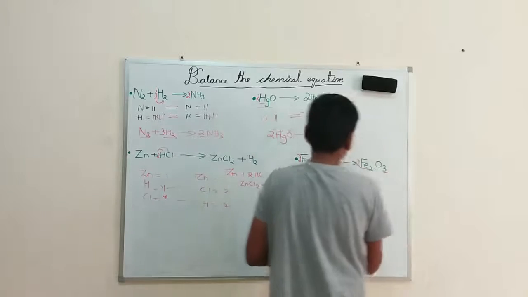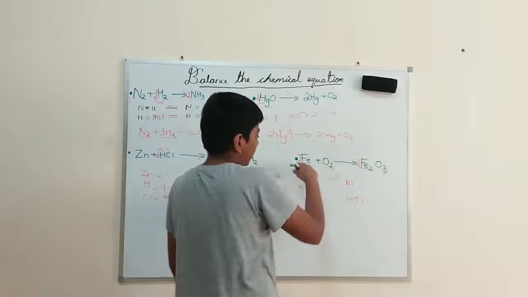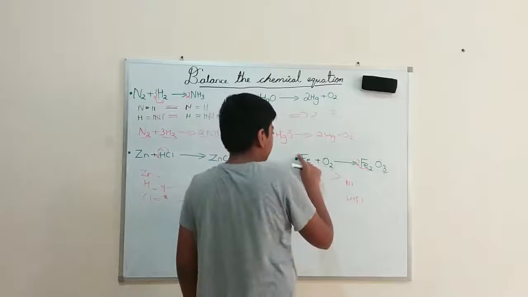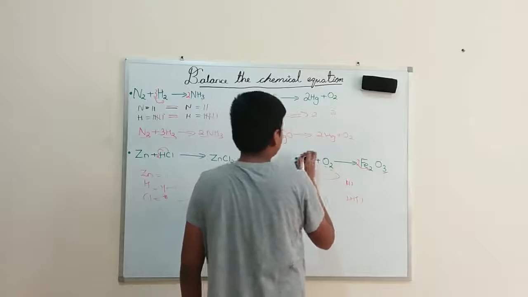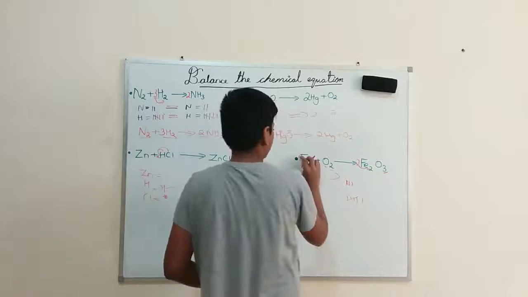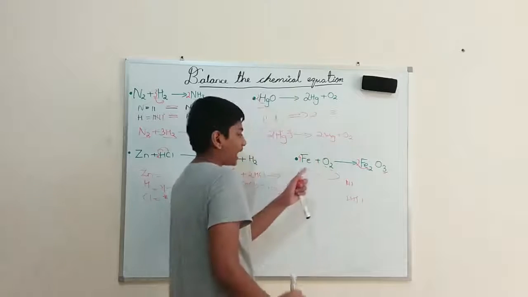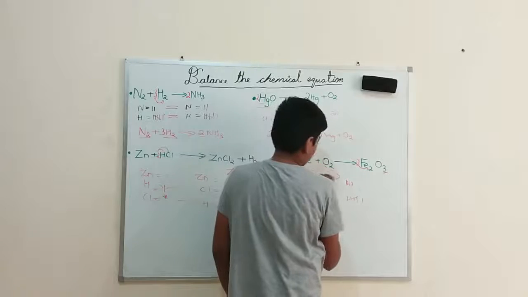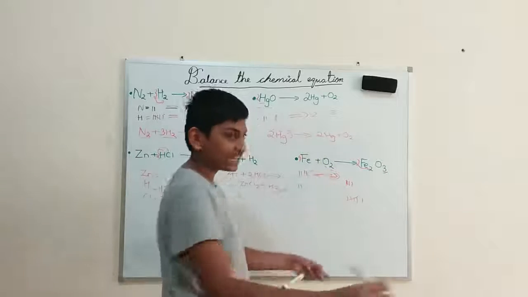So what should I do if I get 4 iron? But here I already added 2. So I'll just rub the 2 and I'll multiply it with 4 itself. Now I have 4 iron on this side also. So they both are equal, still equal.